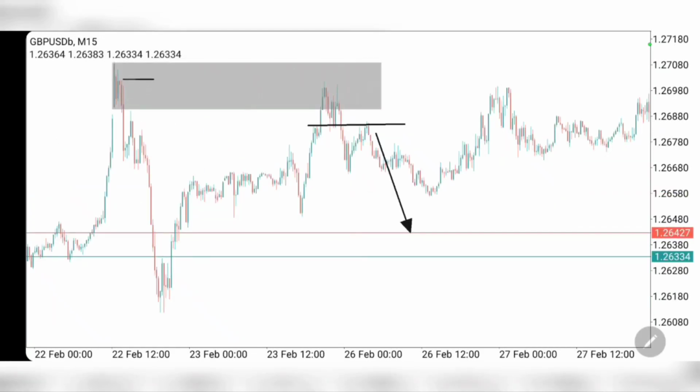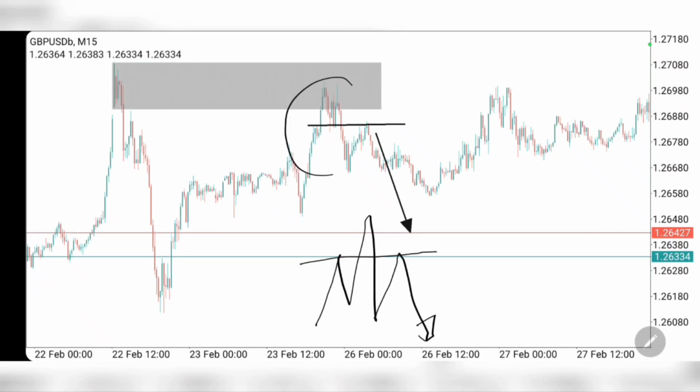The market, this is a supply zone. See what happened: the market broke structure. This is just a basic Quasimodo. All right, so this is what actually happened right here. So there's a basic Quasimodo.